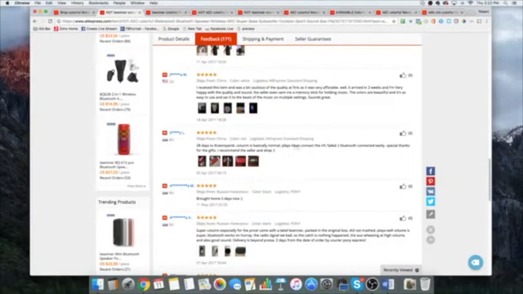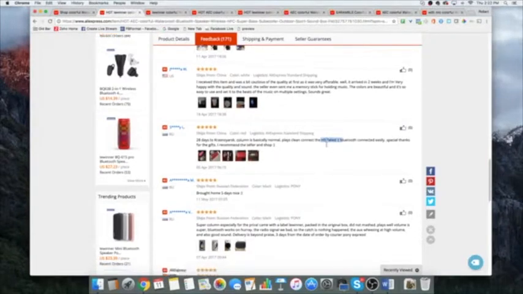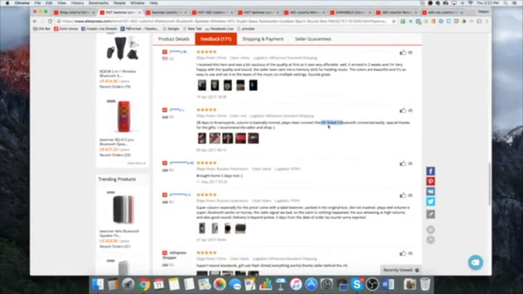Column is basically normal. Plays clean. Connect. NFC failed. This person was having a problem with the NFC. People don't use NFC anyway. Well, yeah, I don't know. I don't want to speak for other people. I don't know how often people use the NFC, as long as the Bluetooth connects. But you do want to be aware of problems.